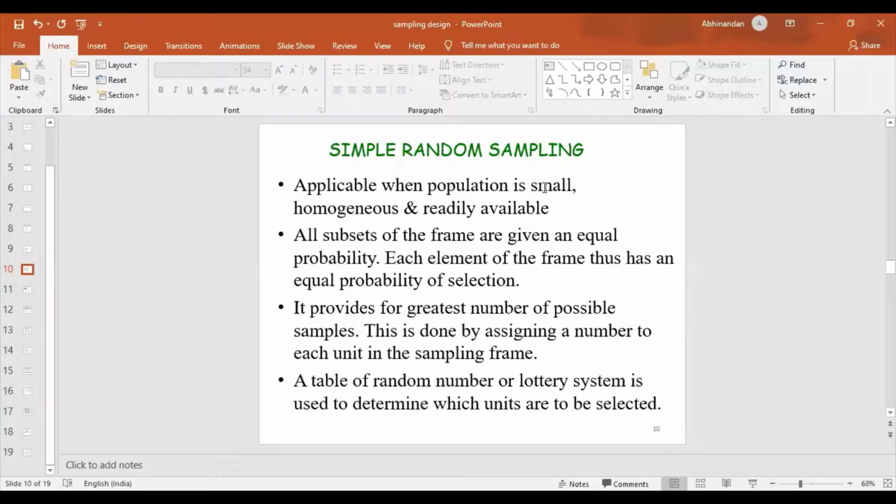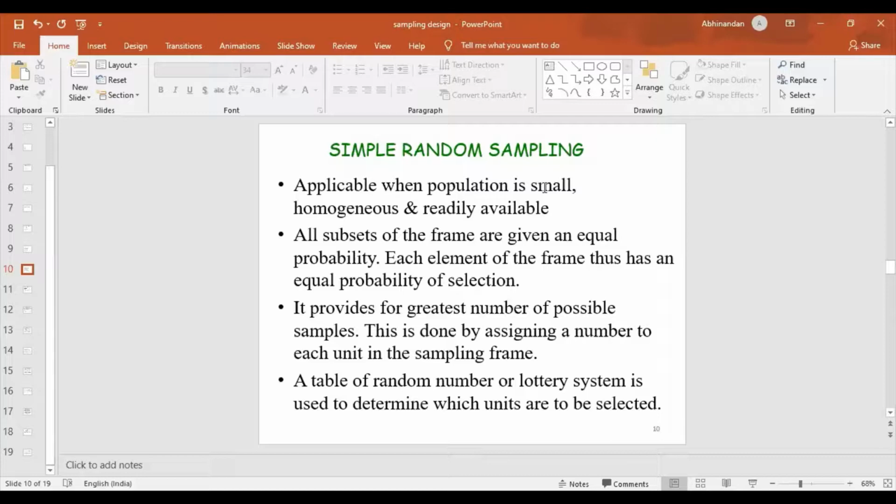First, assign some number to each unit in the population. So I can give register numbers to the 100 students. After that, I can use a random number table, or I can use the lottery system. In the lottery system, I pick some chits. I write the register number of each student, and I can pick lots. Whoever comes in the chit is considered as a sample.